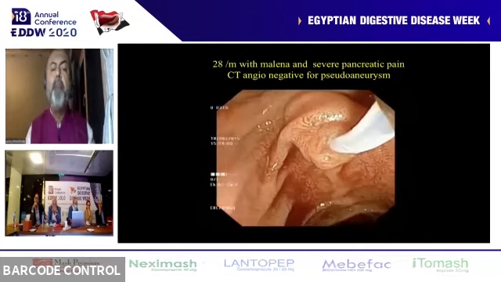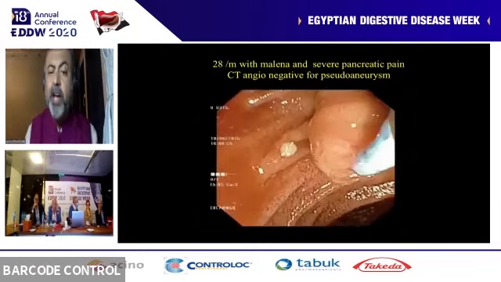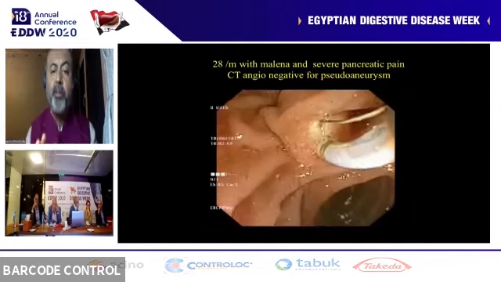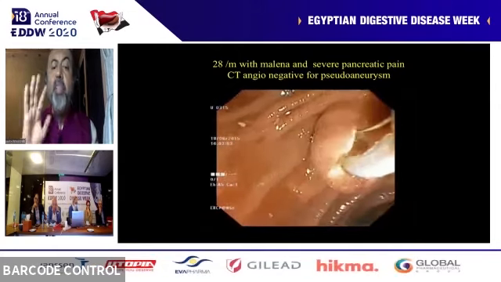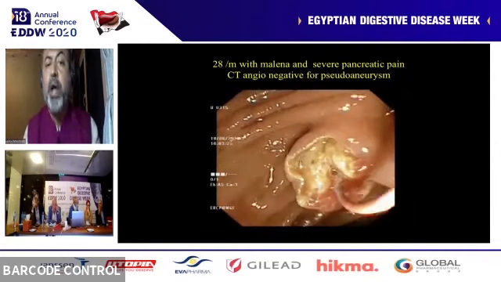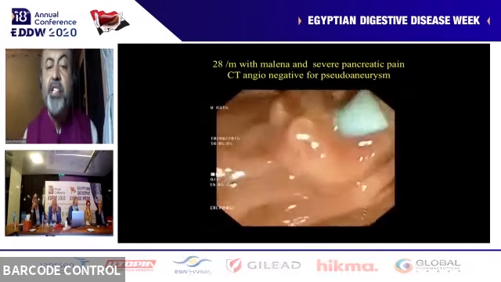CT angio missed it. So I said, we are going to intervene and deal with it. Compared to the Western counterpart of chronic pancreatitis, we in India deal with a very different kind of chronic pancreatitis. This is probably genetic mutation related chronic pancreatitis, and therefore we deal with soft stones, which do not require ESWL.